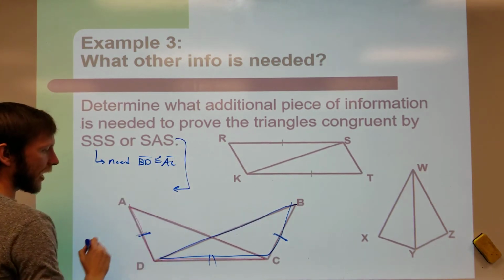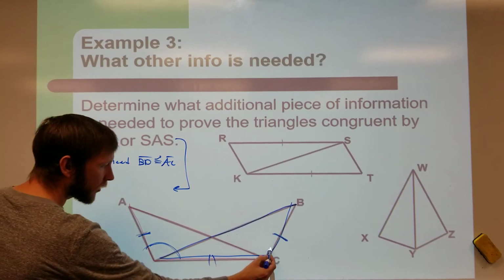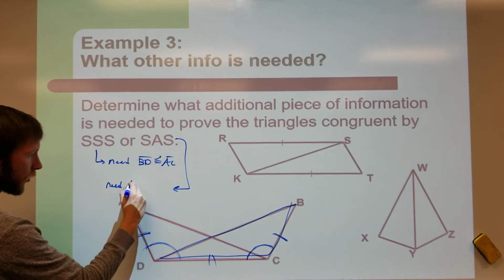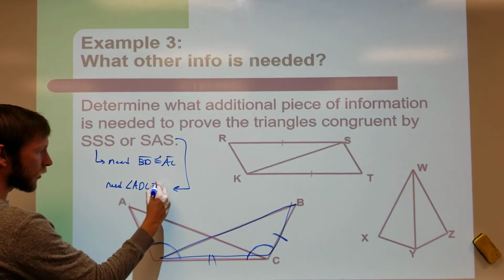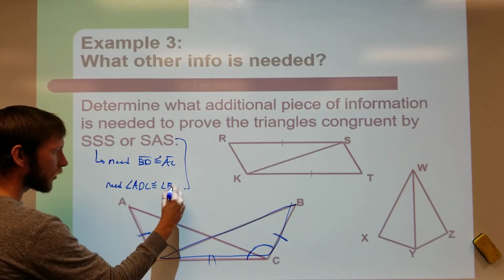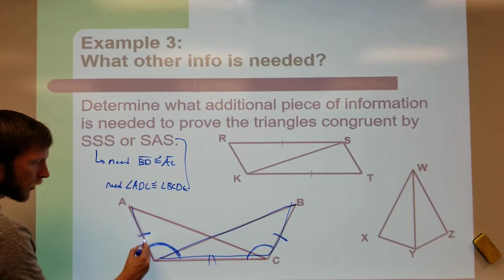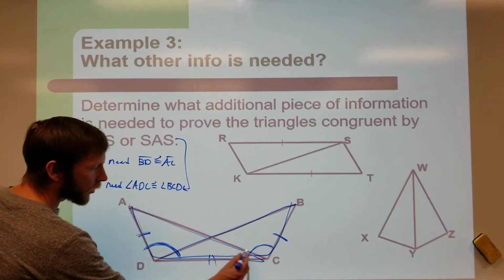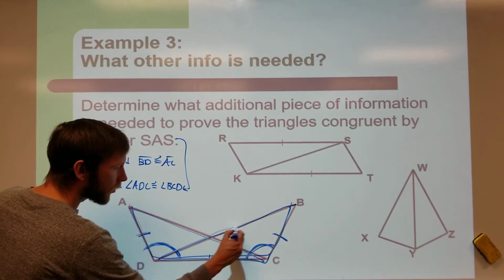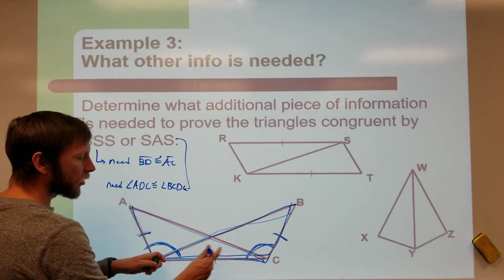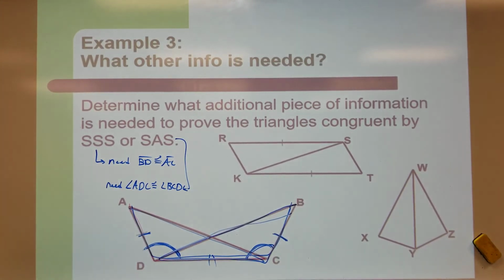Or if I'm going to use SAS, I would need to know that this big angle at D is congruent to this big angle at C. And let's name those angles. Angle ADC congruent to angle BCD. All right, if I have that this big angle in this red triangle is congruent to this big angle in this blue triangle, then I would have two pairs of congruent sides, and the included angle at the big angle D and the big angle C. So the job there is to hunt for the information that you need to make the proof.